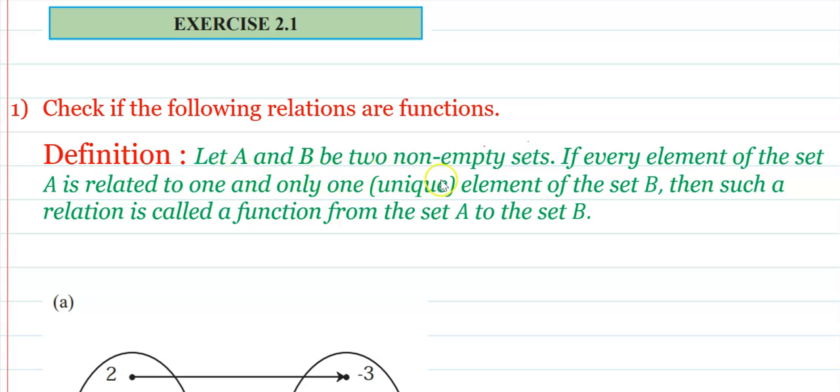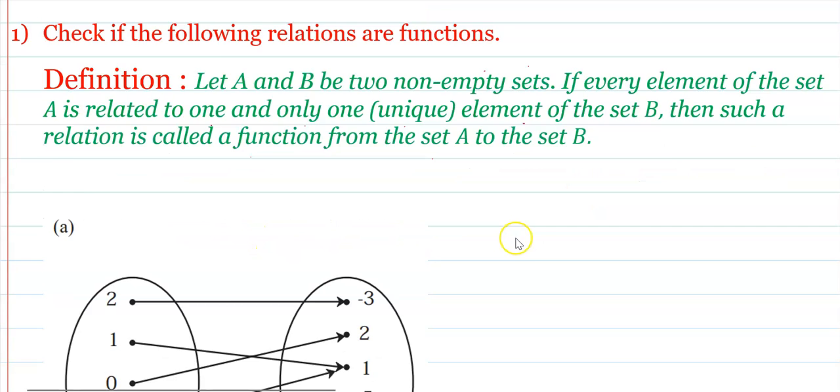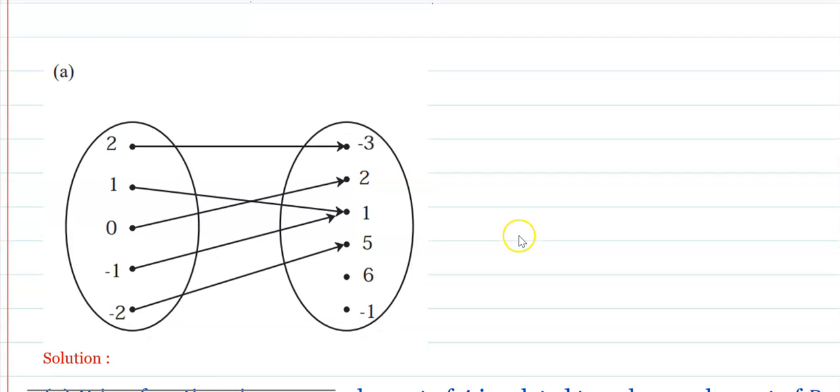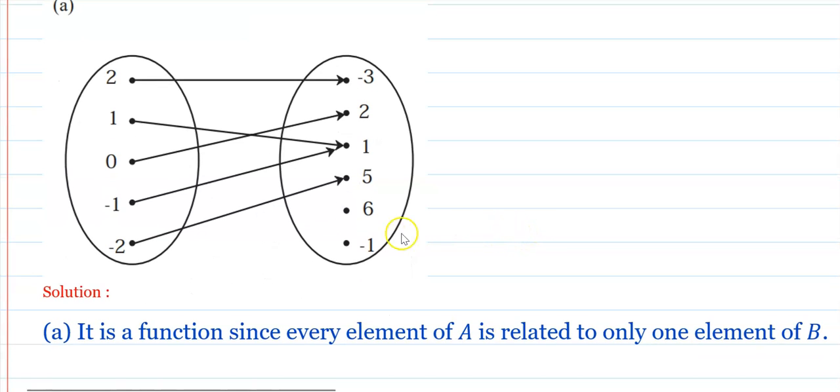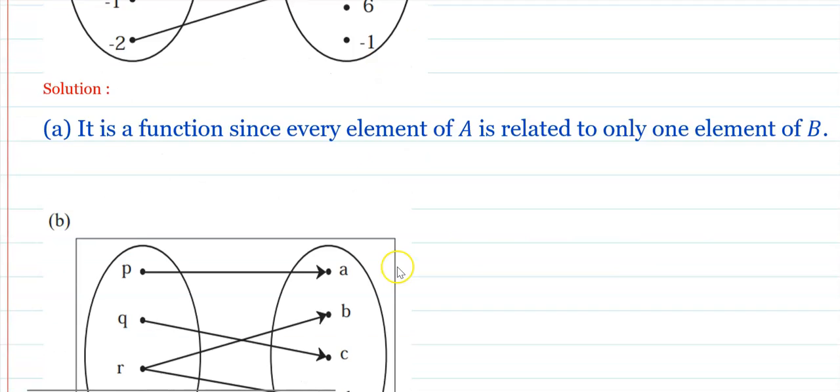Let A and B be two non-empty sets. If every element of the set A is related to one and only one, that is a unique element of the set B, then such a relation is called a function from the set A to the set B. Now see this here. Every element of the set A is related to elements in the set B. It is a function since every element of A is related to only one element of B. And hence it is a function.